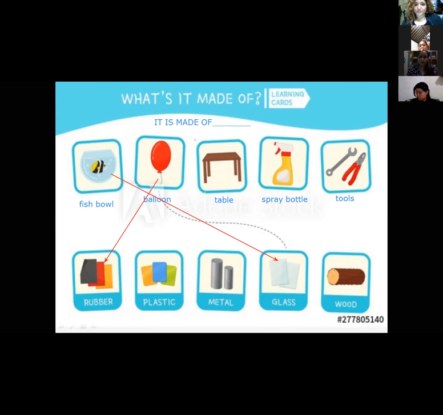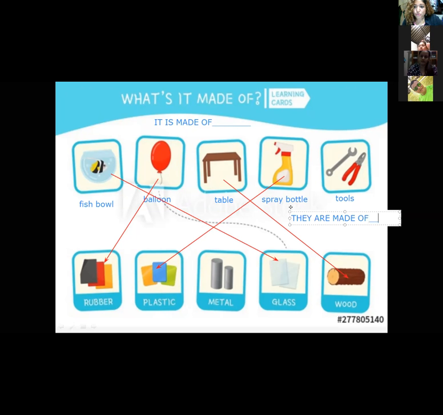What about the table? It's made of wood. So you say it is made of wood. Good. The table is made of wood. What about spray bottle? It is made of plastic. Yes, plastic. So the spray bottle is made of plastic. Very good. And what about the tools? It is made of metal. Because tools is plural, you're gonna say they. They are made of metal. Very good. So tools are made of metal.